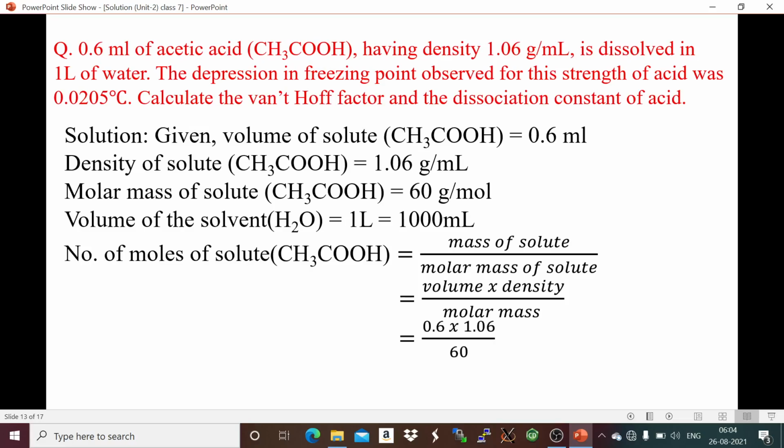So volume is 0.6 ml, density is 1.06, and divided by molar mass of the solute. So if you calculate, you will get the number of moles as 0.016 mole. Okay.